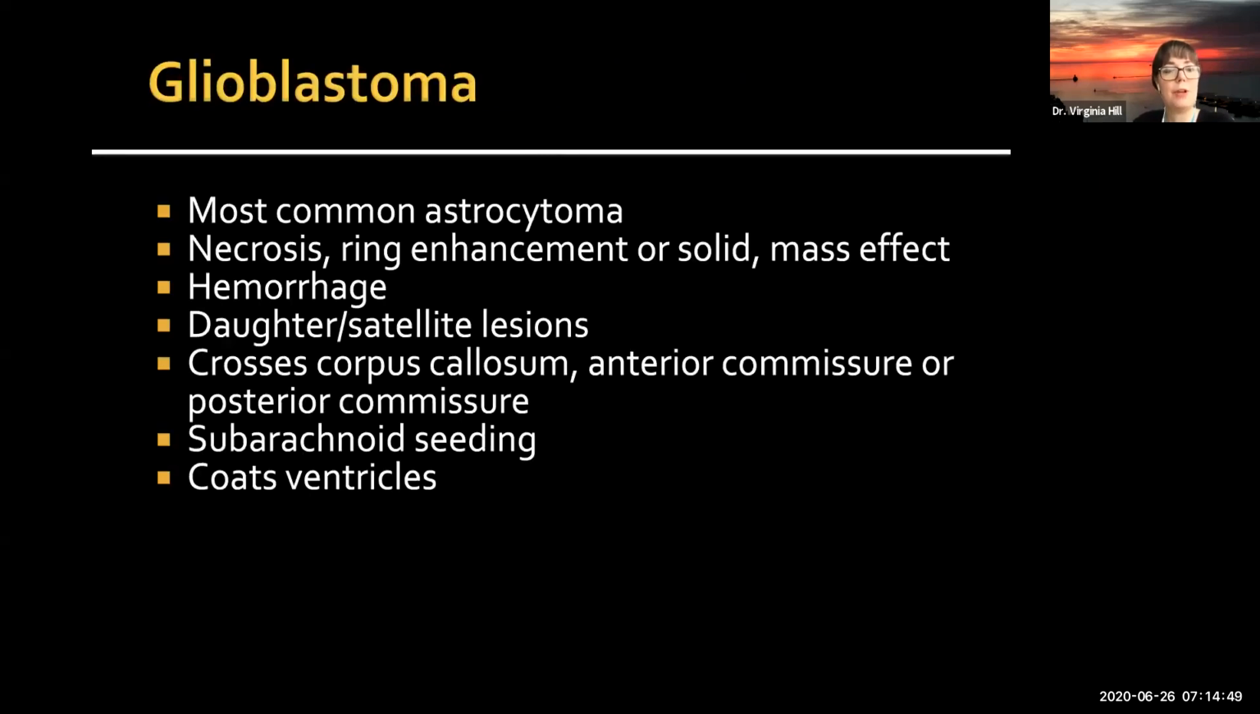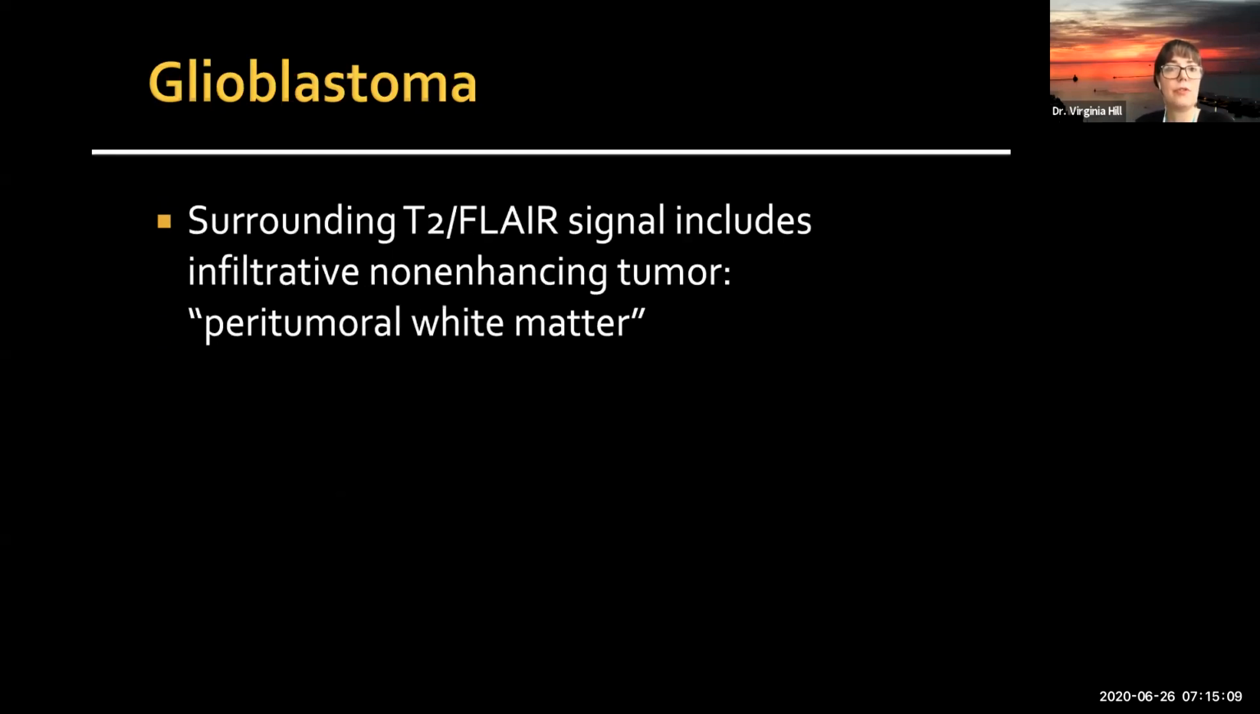The glioblastomas are the most common astrocytoma, unfortunately. They demonstrate necrosis and ring enhancement, but they can also be solid. They have mass effect, often have hemorrhage, daughter and satellite lesions. They cross the corpus callosum, anterior commissure or posterior commissure. They lead to subarachnoid seeding, and they can coat the ventricles.